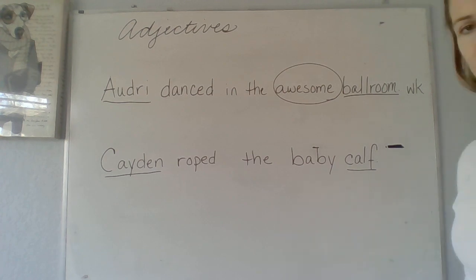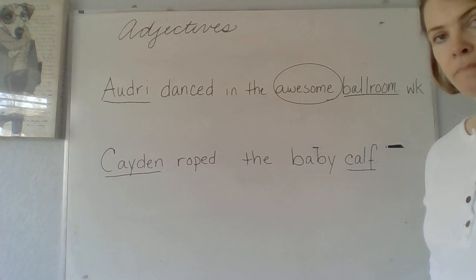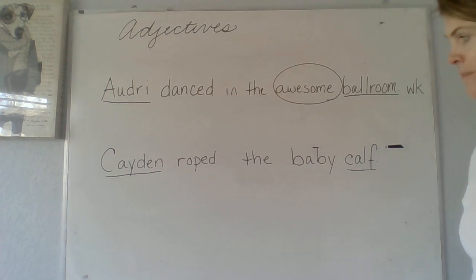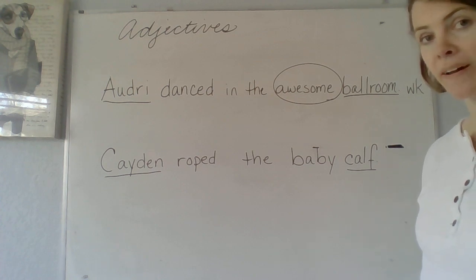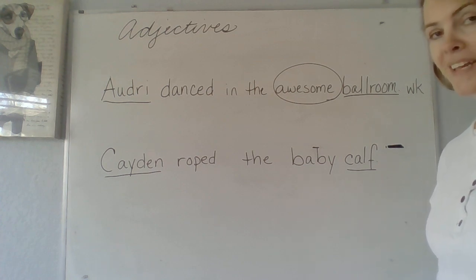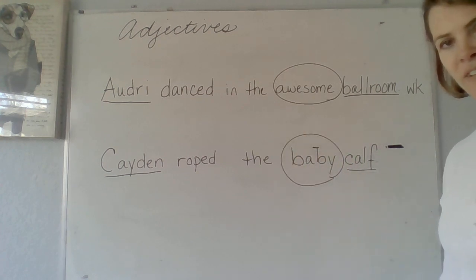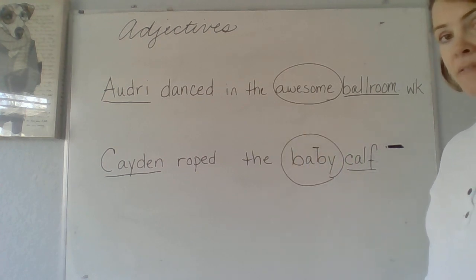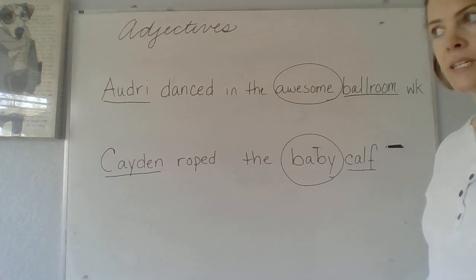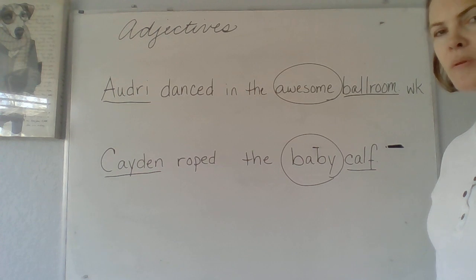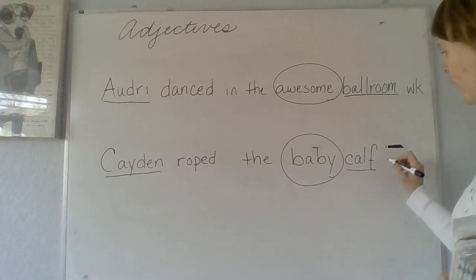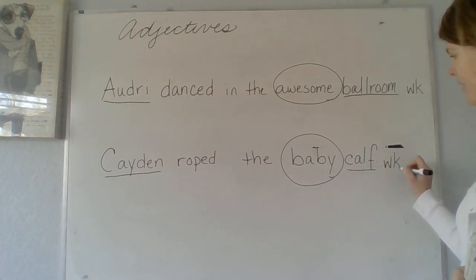What word in this sentence describes the calf? What word in this sentence answers what kind, which one, how many? Baby. What did it answer? Did it tell us how many calves? No. Did it tell us which calf? Maybe, but more specifically it answered what kind of calf? A baby calf.